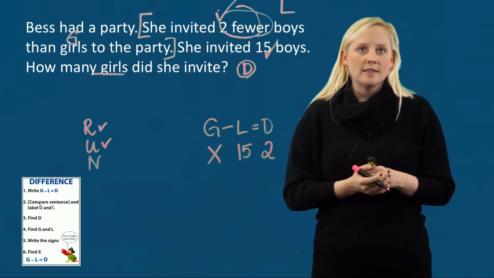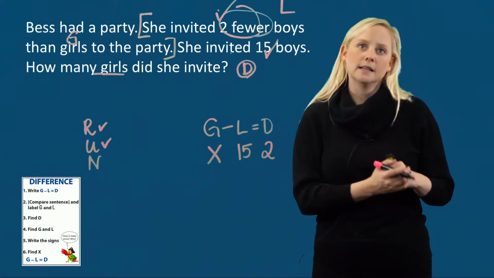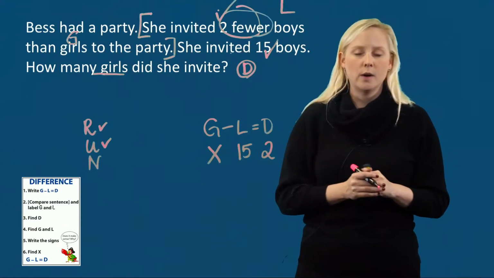Step 5 is to write the signs. In a difference problem, the signs are always minus and equals, or what we say, minus and the same as. So I'm going to go ahead and add those to our equation.